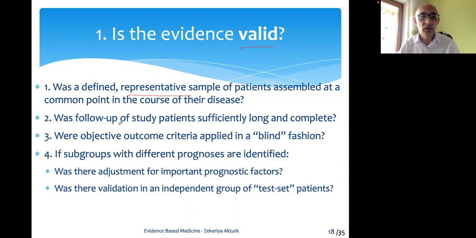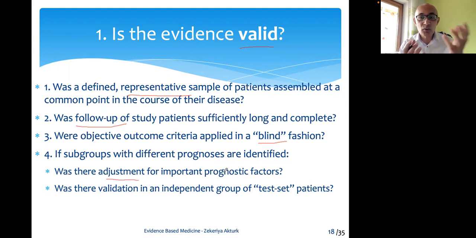Second, was follow-up of study patients sufficiently long and complete? So what about the follow-up? Then, were objective outcome criteria applied in a blind fashion? Although these prognostic studies are usually cohort studies, we are expecting to see clinical cohorts or cohort studies, here also we may apply the blinding. And fourth, if subgroups with different prognosis are identified, was there adjustment for important prognostic factors?